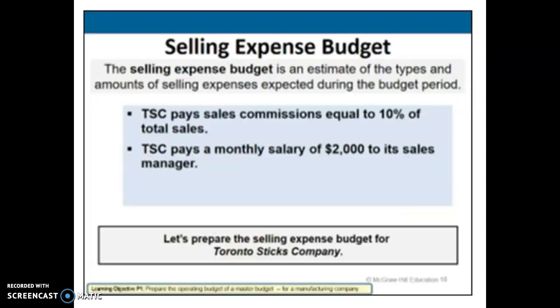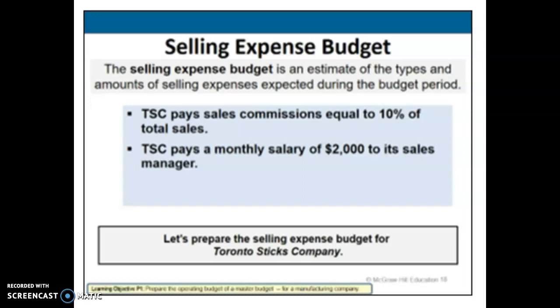Next, we need to look at the selling expense budget. It's going to tell us the amount of selling expenses expected during the budgeted period. We might be looking at budgeted selling expenses based on the sales budget plus a fixed amount for sales manager salaries, for example.